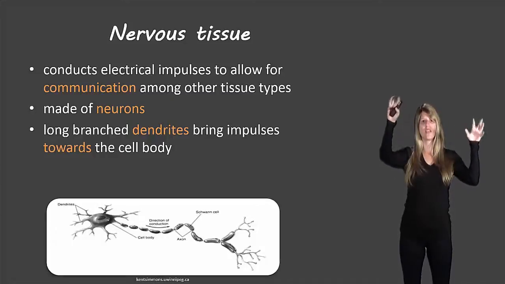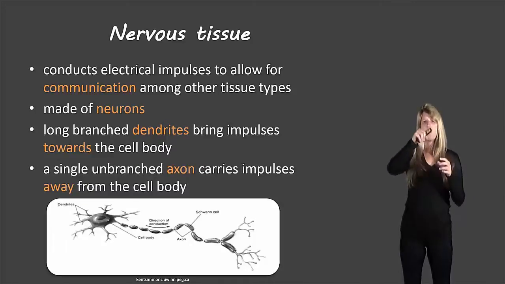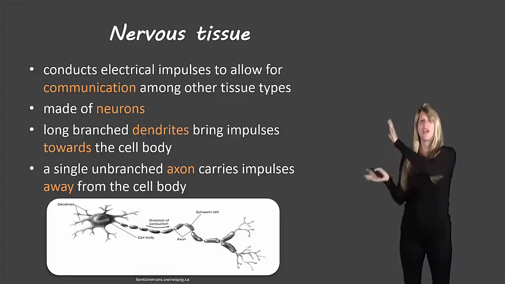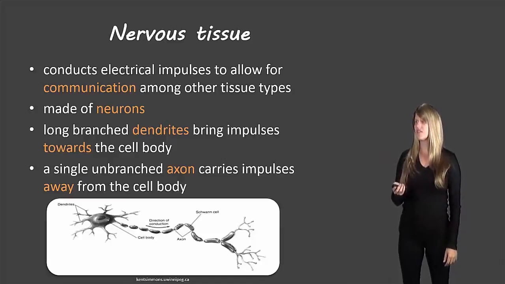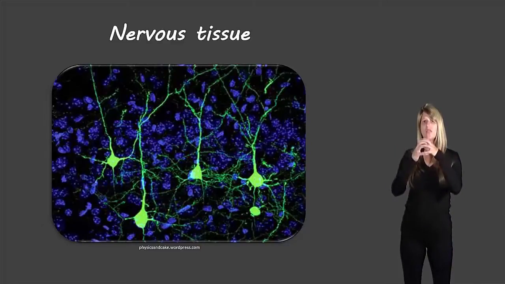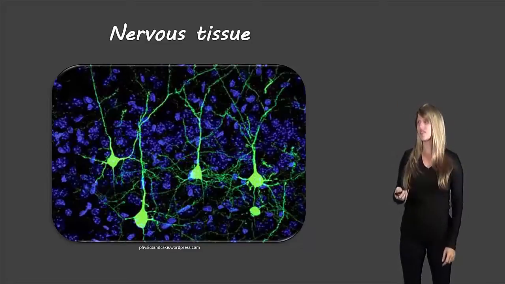So there are signals that come from the dendrites and they come towards the cell body. And then there's one single long unbranched axon, and so signals from the cell body go along the axon, and then it's branched at the very end to connect to different cells to send that signal over to those other cells. And here's some examples of nervous cells. You can see them in green. So you can see the dendrites attached to the round cell body, and then a long axon coming away from it, which is slightly branched at the end to connect to different cells.